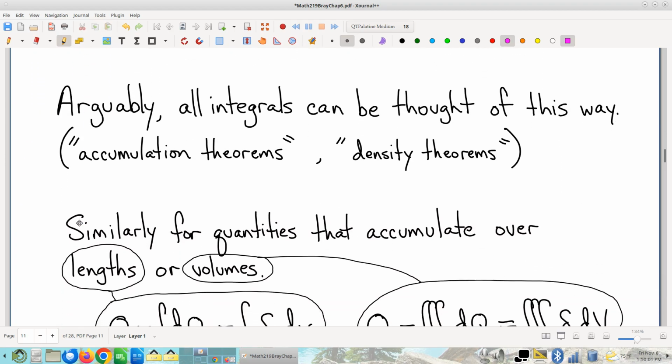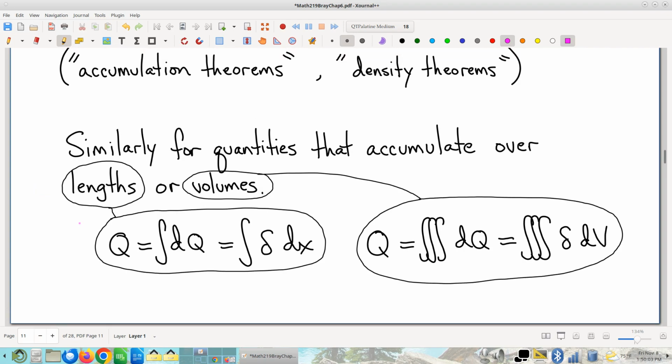One last observation I'll make. I wrote this down in terms of double integrals and areas and two-dimensional regions. You can do the same thing for three-dimensional regions and talk about quantities that accumulate over volume instead of quantities that accumulate over areas. And likewise, you can do this in one dimension and talk about single variable accumulating quantities that accumulate over intervals. Same basic ideas, just different dimensions.